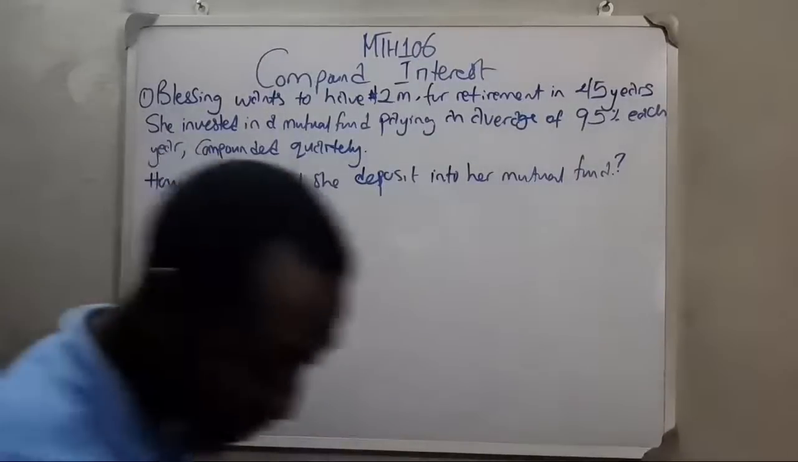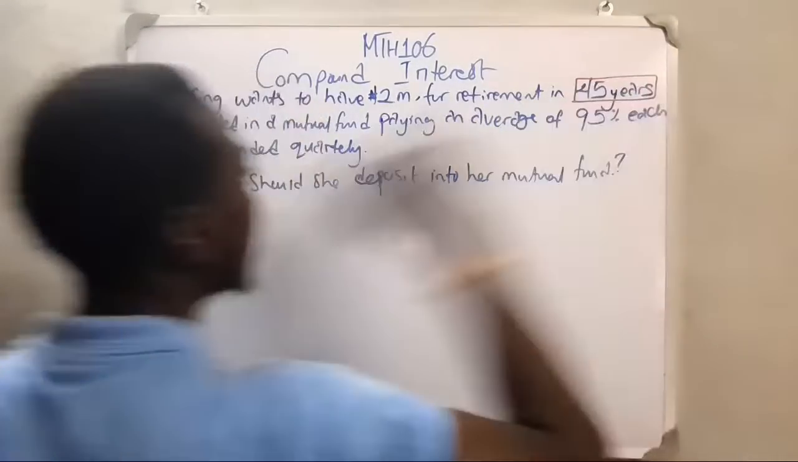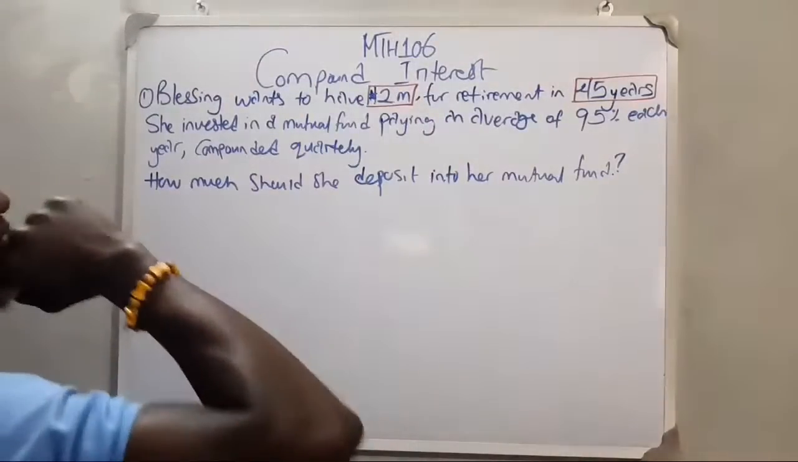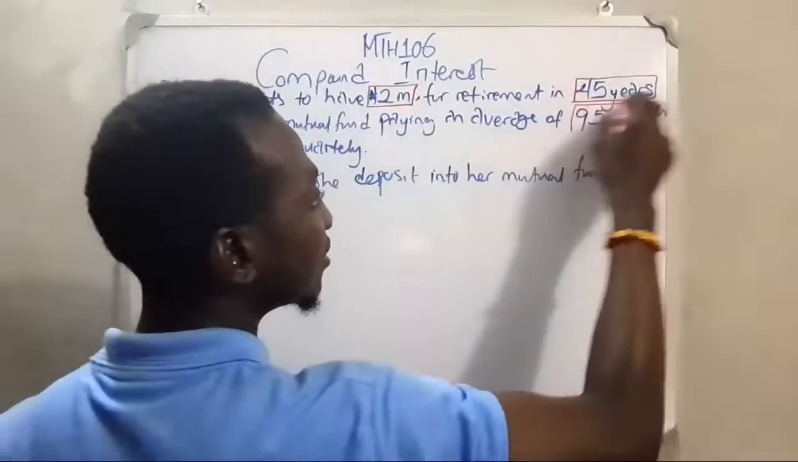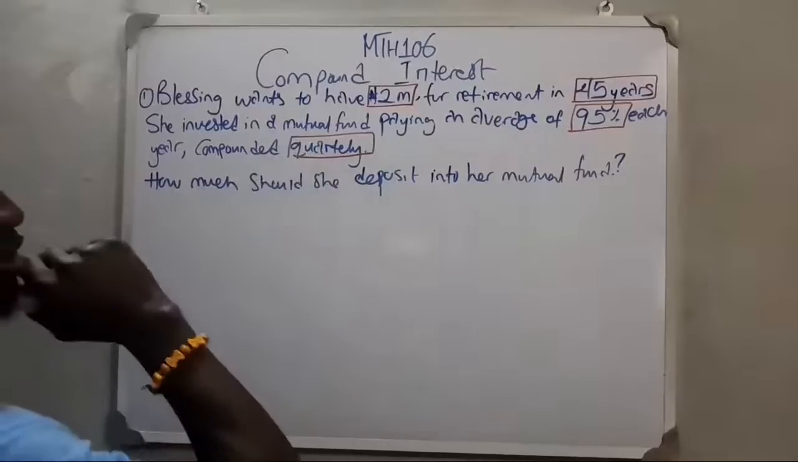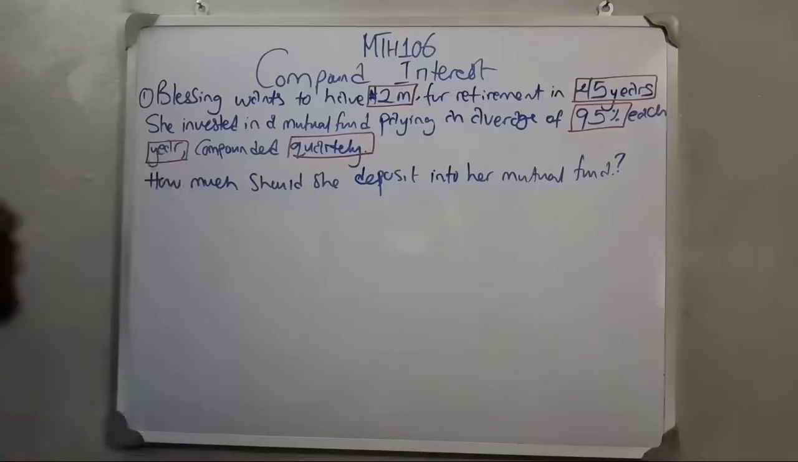Okay, so let's highlight our targeted points. We have 45 years. We have 2 million. We have the rate, and we have quarterly, and each year. So these are the things we are paying attention to.